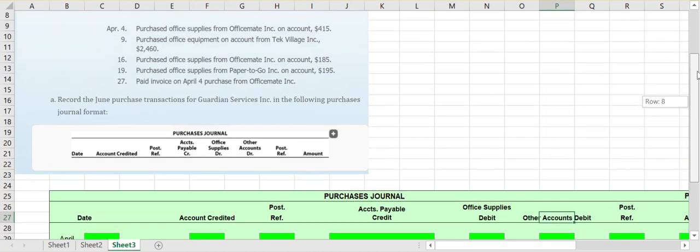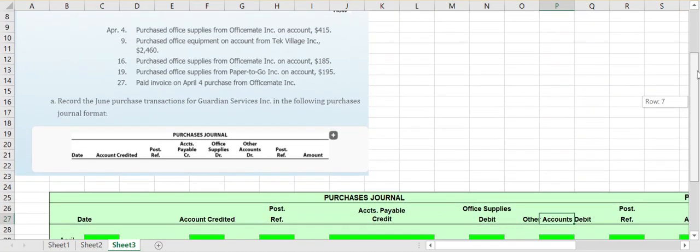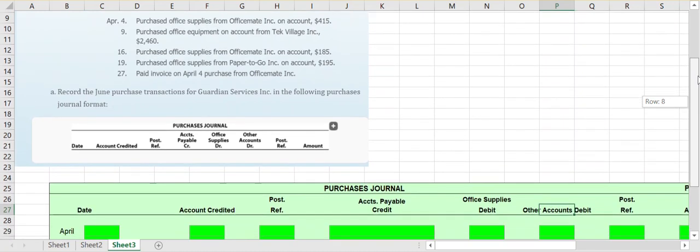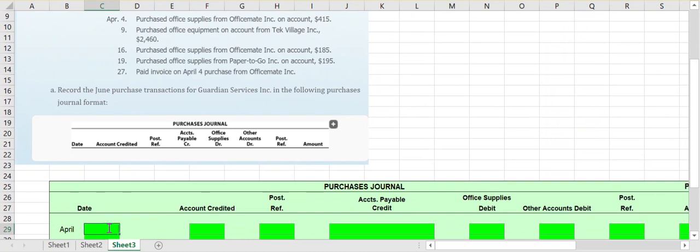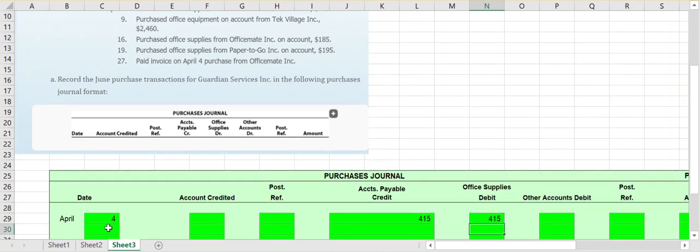So let's get started. So it says on April 4th, we purchased office supplies from OfficeMate Inc. on account for $415. So April 4th, we owe $415, and what we are purchasing for $415 is office supplies. We have a specific column for office supplies. They buy that frequently enough that we're giving them their own column, so it goes into that office supplies account.